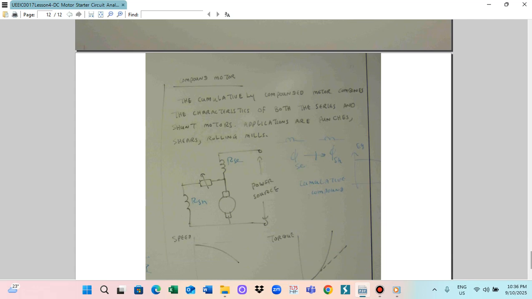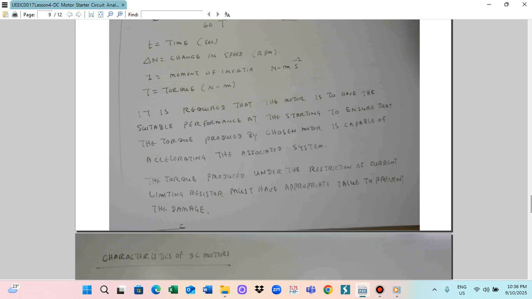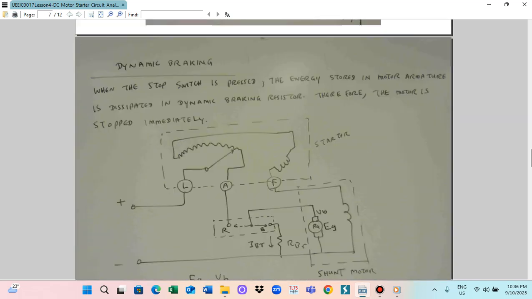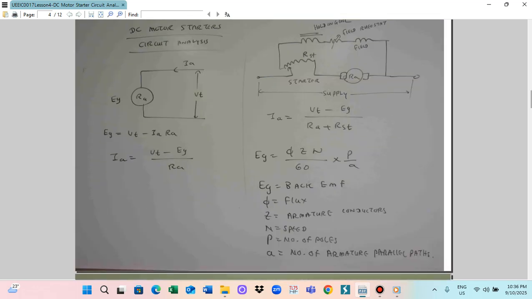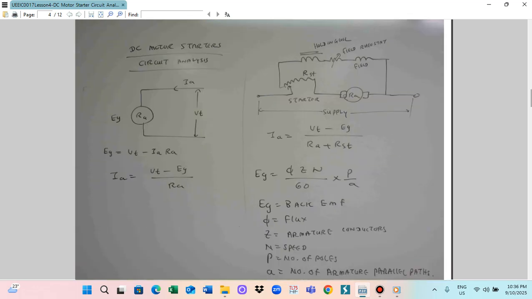Okay, so I will summarize the two days. I taught the review of the DC motor starter, and this is the DC motor circuit. Why do we study how DC motor starters are required? At starting, the back EMF Eg is low because the starting speed is low. Therefore Vt minus Eg will be high, so it will draw a high starting current.